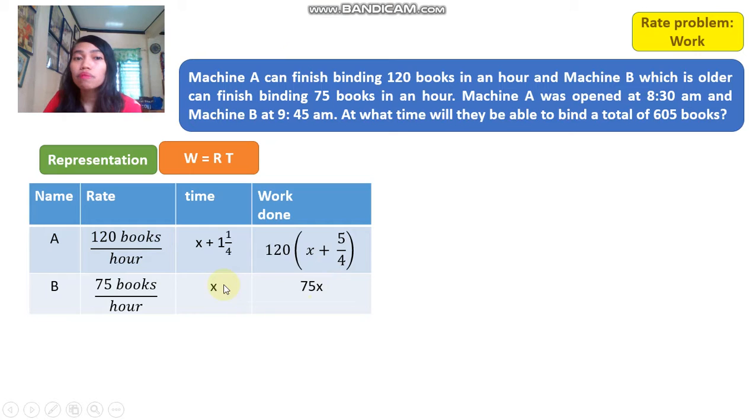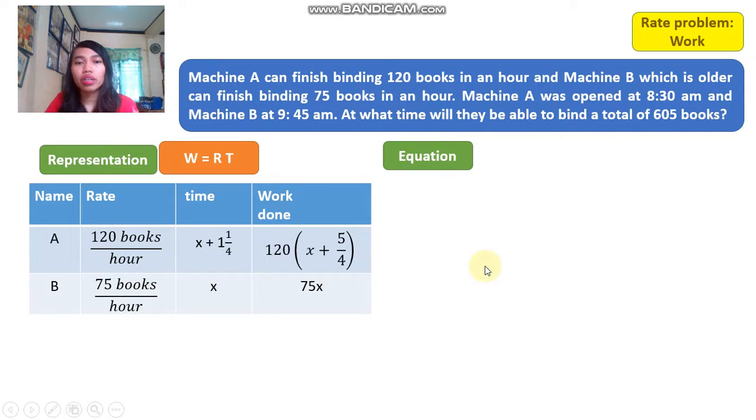Now, the units are very helpful for us. Since the rate is 120 books per hour, the unit for work is books. Time is in hours, so if you multiply, the hour cancels. What is left is books, meaning the unit for the work done is in terms of books. Another way is, your rate is, you divide both sides by T, so work over time, books over hour. So the work is books.